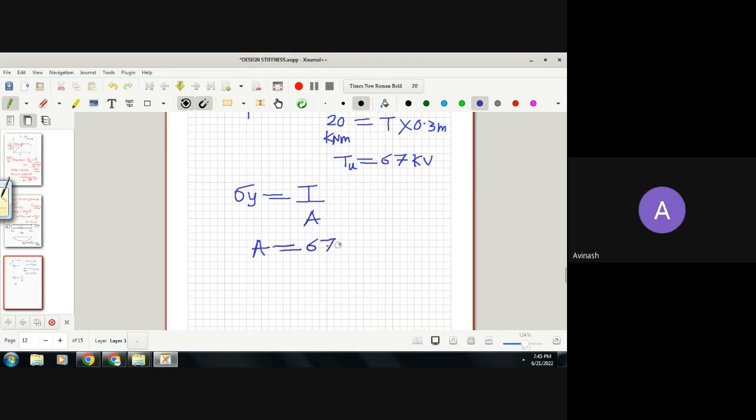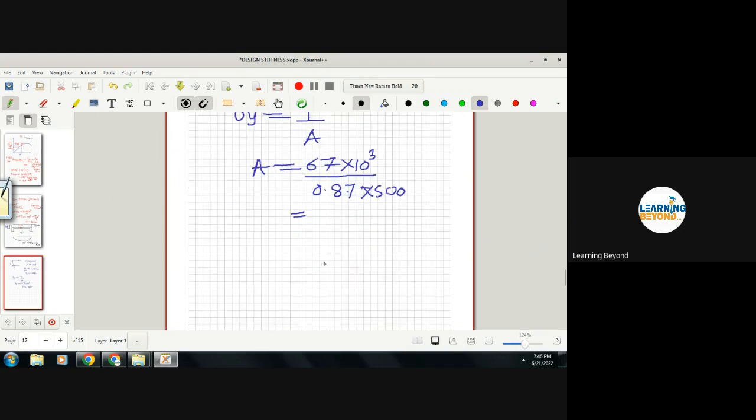So you can calculate area, equal to tension, 67 kilonewton, which I convert into Newton, divided by permissible stress sigma y, that is 0.87 FY, with FY as 500. So what will be the area? In mm square, 154 mm square. This is AST.